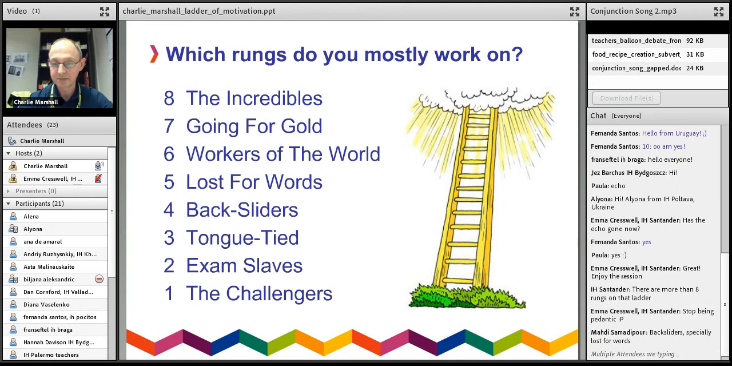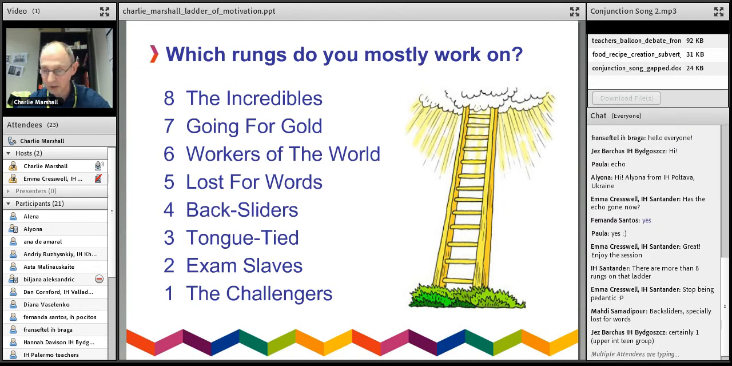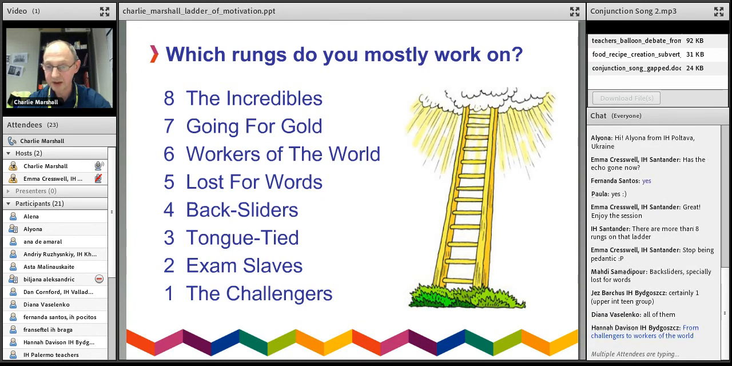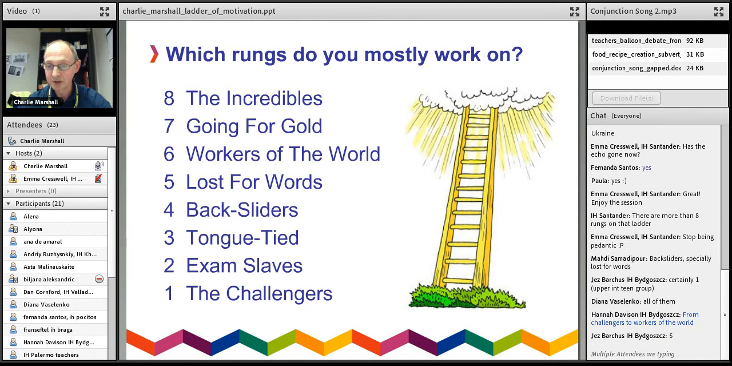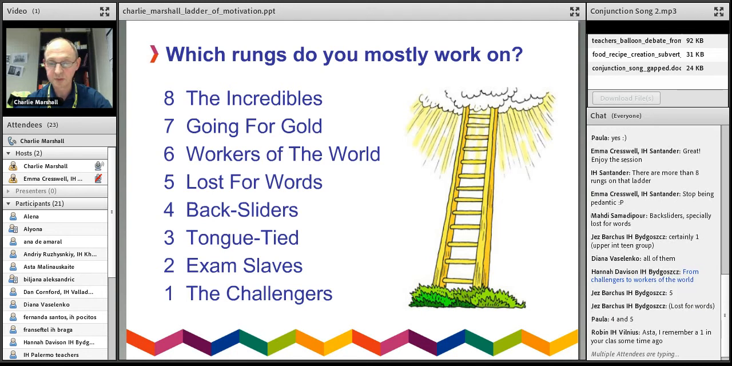Yes, yeah, backsliders and lost for words, yes. Certainly one upper teen group, yes. Yeah. All of them, yes. From challengers to the workers in the world, well, maybe we can help you move them up higher. Yes, level 5 especially, the lost for words people, 4 and 5.